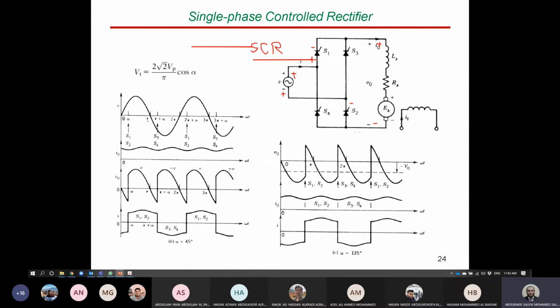As you can see, one part of the voltage goes negative, in this part from pi to pi plus alpha. This is because the current is still flowing, so the thyristor is not turned off. So we have a part of the voltage on the negative side.